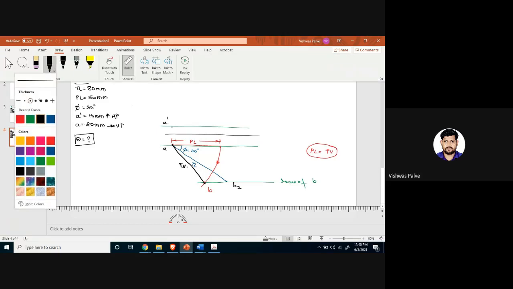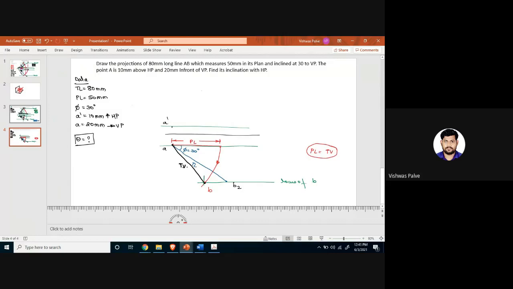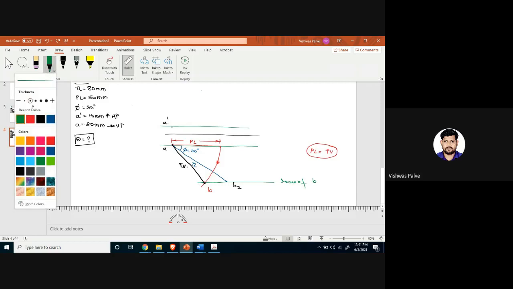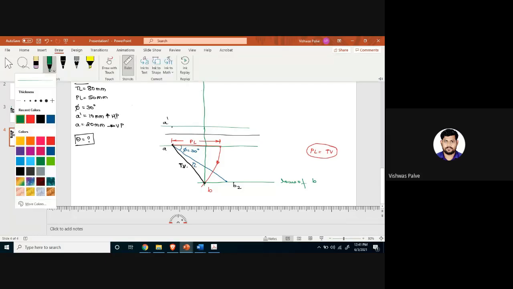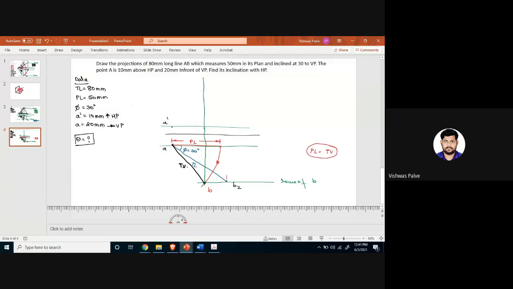Now what will be the next step? Once the top view is there, I can draw a vertical line from this. Drawing a straight line is difficult without a scale, but I'll try. Draw a vertical line. Then from here you have to transfer this point, the true length, here. What will be the notation of this point? B2 dash, and this is my elevation length, right? Here you will get EL.